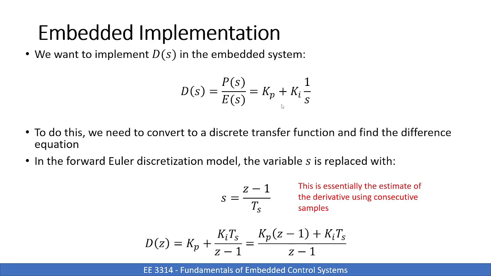So if we take our D(s), which is kp plus ki times 1 over s, and we use this transformation, you get something that looks like this, right? We replaced this s with z minus 1 over Ts, and now we're combining these fractions, so it becomes kp times (z minus 1) plus ki Ts, over z minus 1. So that's the z equivalent of this Laplace PI controller.